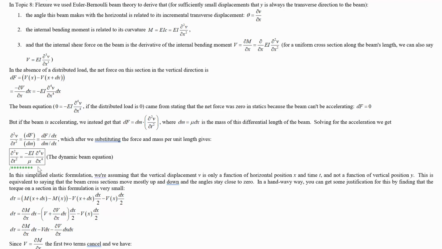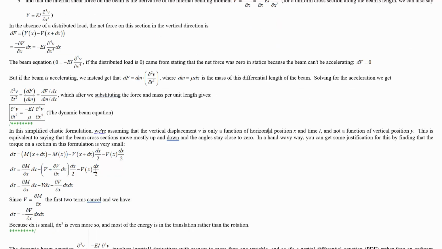Like with bending before, we're going to say that the vertical displacement doesn't depend on where on the cross-section we are, and we're ignoring the horizontal displacement there, so we don't care about the twisting of this thing. We're going to say most of the energy is just in the moving up and down of this thing, at least for small displacements. You could have a look at a little bit of torque on this from the moments and work out that it isn't that much to worry about.